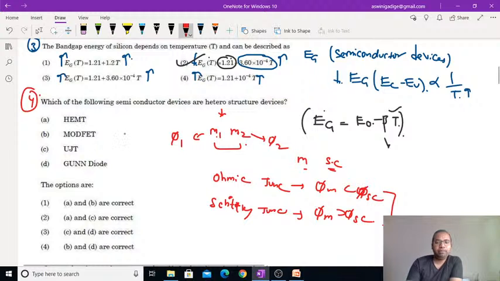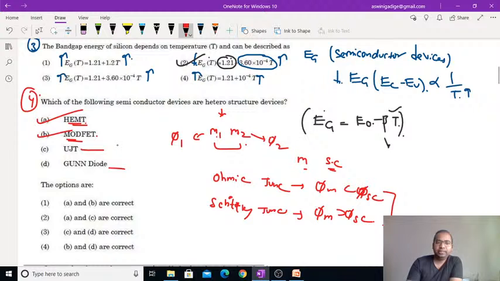The best example for this heterojunction is the high electron mobility transistor, because in the high electron mobility transistor we take gallium arsenide, undoped gallium arsenide and doped gallium arsenide. The quantum wells will form here and two-dimensional electron flow also takes place. And the MOSFET, also called a modified field effect transistor, also has metal and semiconductor junctions. Fine. So here A and B are the correct ones.